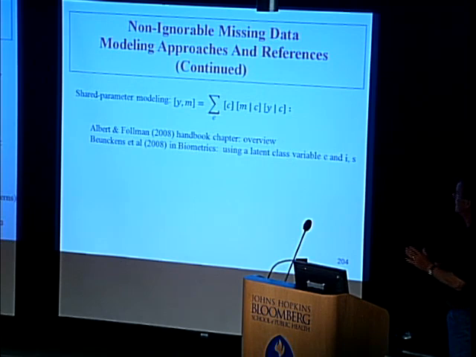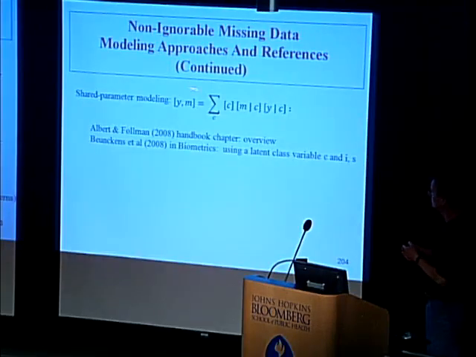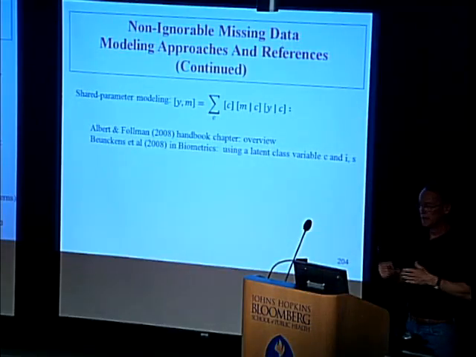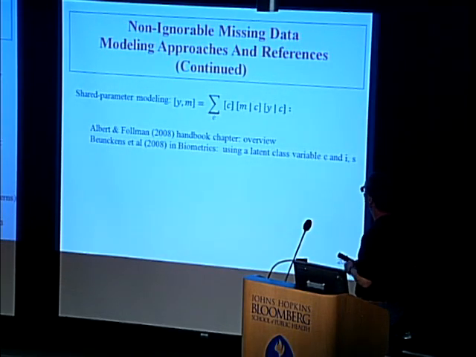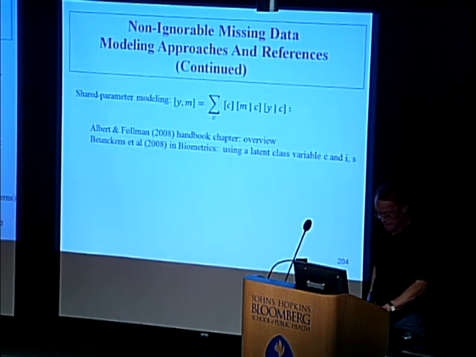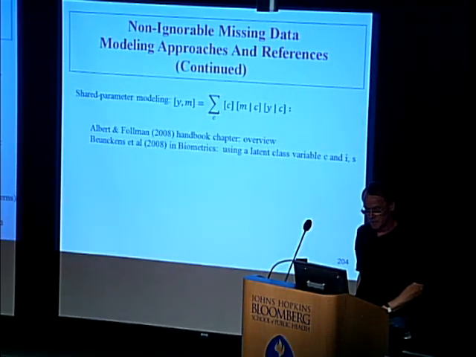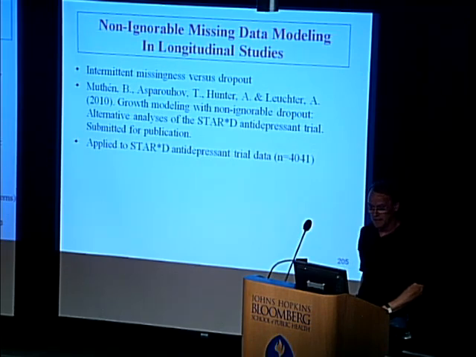The third kind is a shared parameter model. Here I'm dropping x so that the joint distribution of y and m is expressed as m given c and y given c. So you have a latent variable c which is in common with m and y. And in this case, it's a latent class variable. So you model the two, you can think of this as two processes, y and m, and they are tied together by both being dependent on a latent variable. So that's just a general modeling overview.